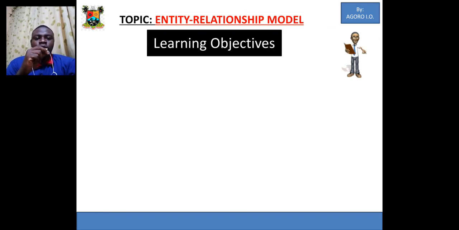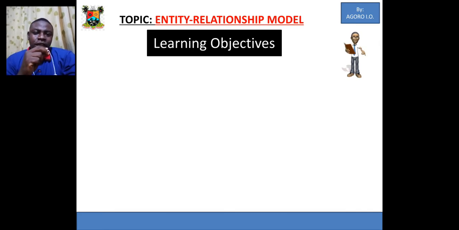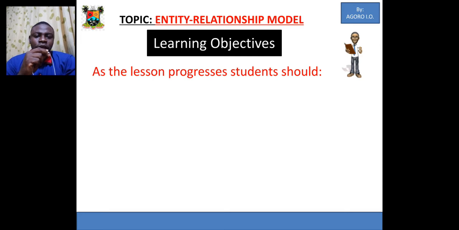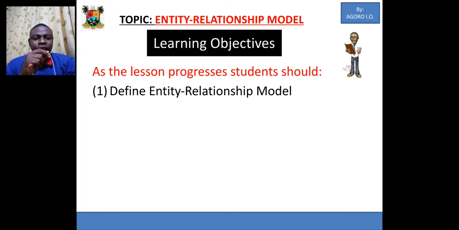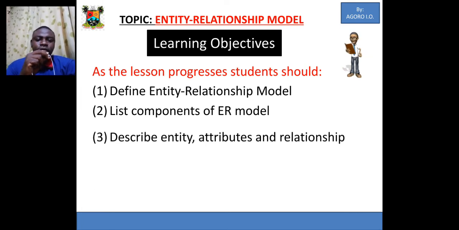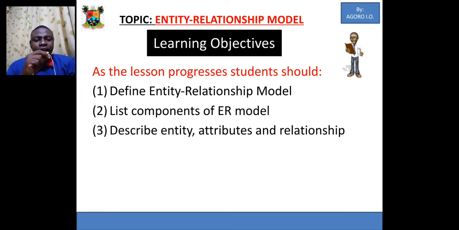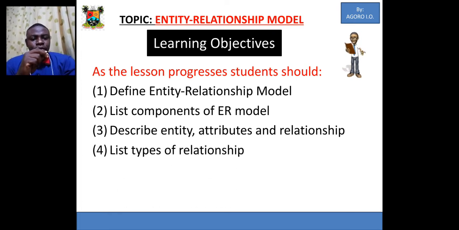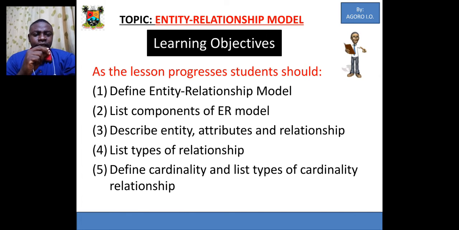What are the objectives of this lesson? As the lesson progresses, students should define entity relationship model, list components of entity relationship model, describe entity, attributes, and relationship. Number 4, list types of relationship. Define cardinality and list types of cardinality relationship.